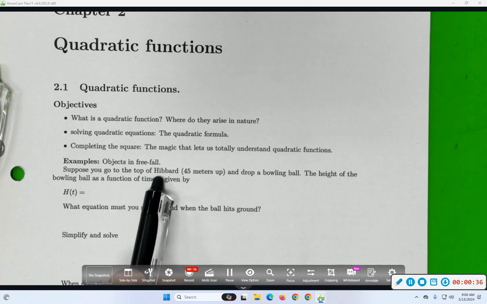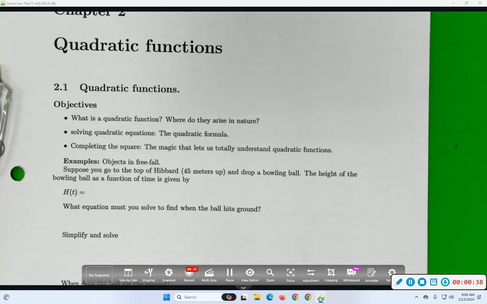So let's suppose you go up to the top of Hibbard, which I am asserting is 45 meters tall. There'll be an extra credit coming later in the semester where I ask you to determine the height of Hibbard Hall. Not yet, but that's coming up. I'm asserting right now, it's 45 meters tall. I haven't measured it or checked that claim in any way.